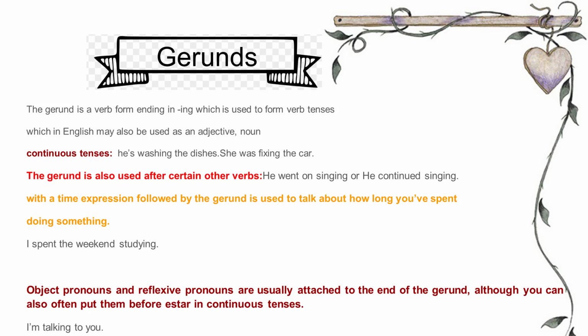Also, with the gerund, object pronouns and reflexive pronouns are usually attached to the end of the gerund, although you can also often put them before the verb in continuous tenses. For example, I'm talking to you. I'm talking about the verb be, the verb to be.